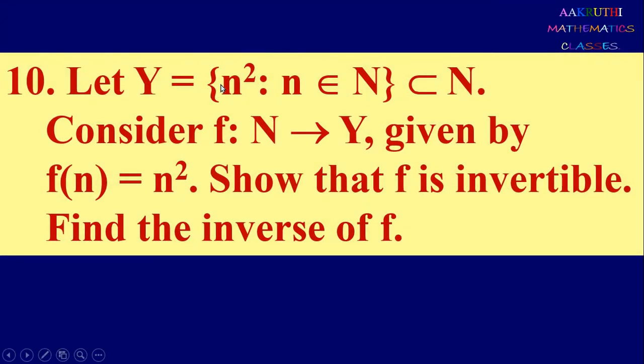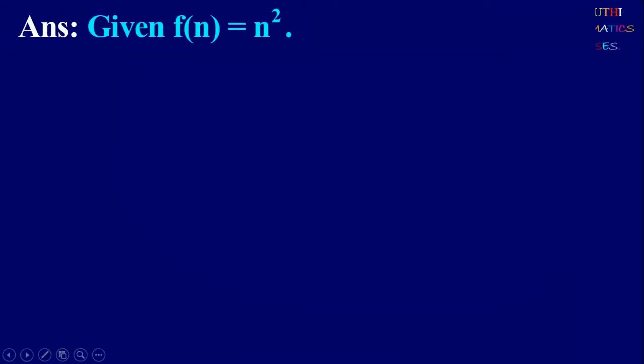So next problem: let Y equal to n square such that n belongs to N, and it is a subset of N. Consider a function f from N to Y given by f of n is n square. Show that f is invertible and also find the inverse of f. Now here also you have to prove that f is invertible and find the inverse of f. Here it is given f of n is n square.